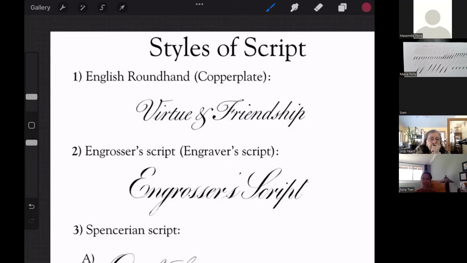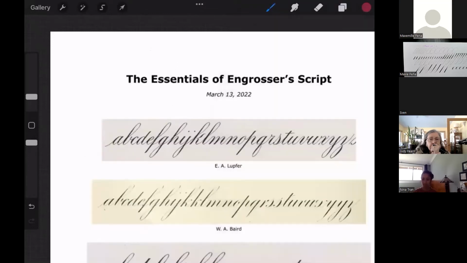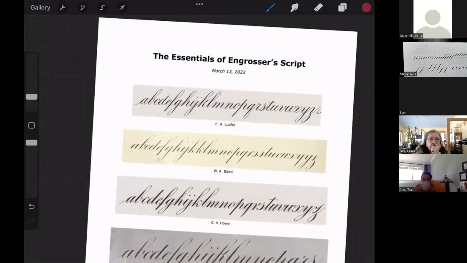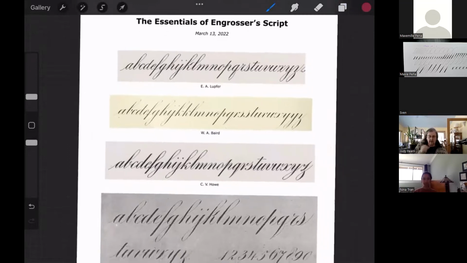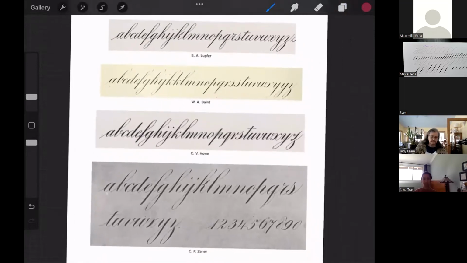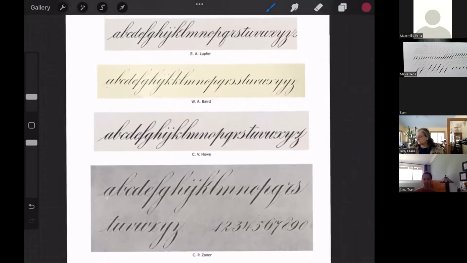Now I will go to the handout again. So on the first page of the handout, I've given you sort of like a gallery of exemplars of engrosser script coming from these famous calligraphers of the time. And don't worry if you don't know who they are, that's okay. These are just a few of them. There's a lot more actually.